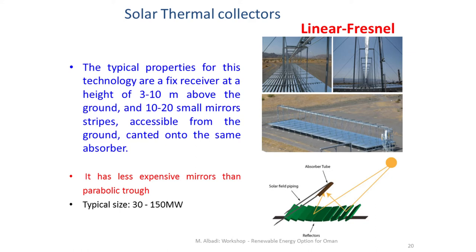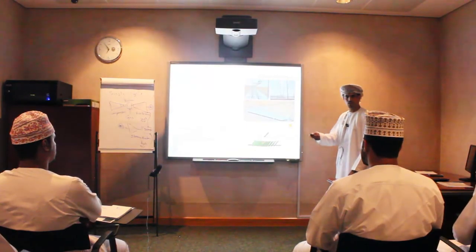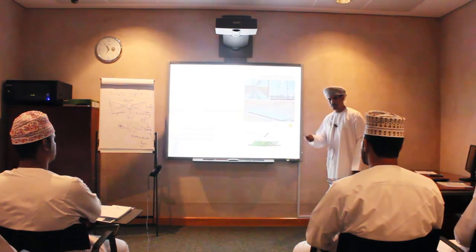So this is a linear Fresnel. This is a typical size. It's less efficient, it's less common. The most common is the parabolic trough. That is the mainstream market.